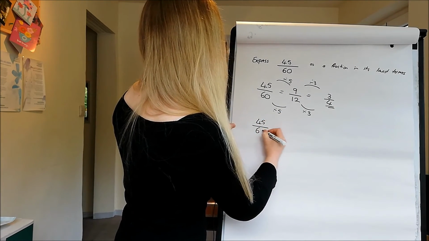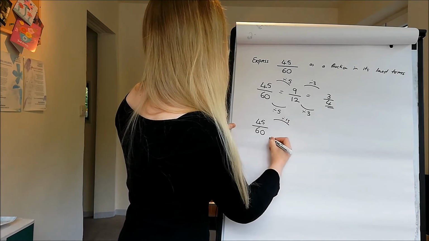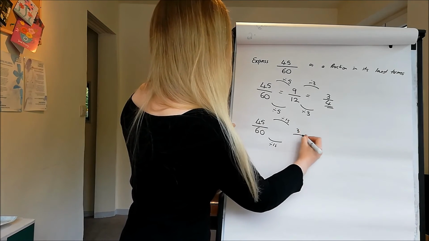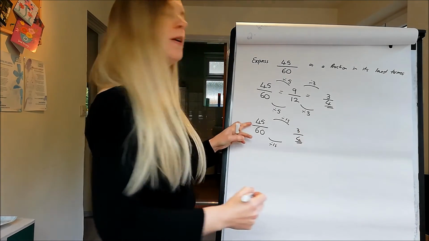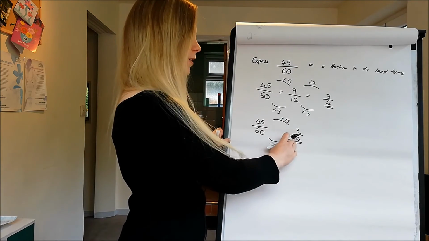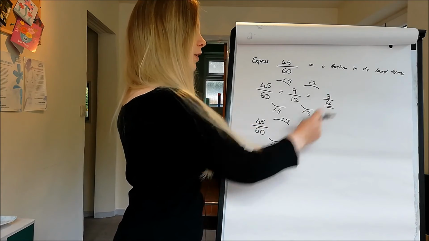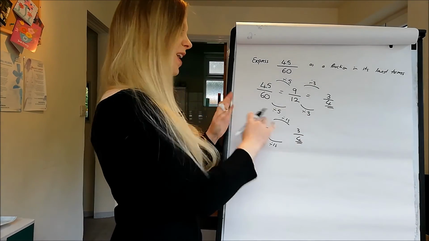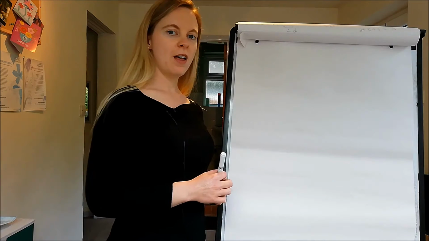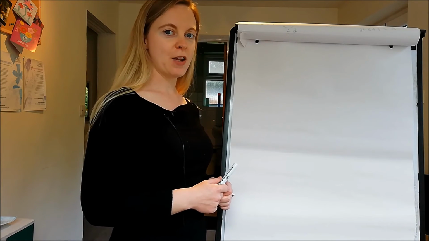If you'd spotted that 45 and 60 each divide by 15, then you could have got to the end answer all in one stage. But as you can see, it doesn't matter whether you do it in 1 stage or 2 stages or more than 2 stages, we all get the same answer in the end. So just any number that both top and bottom will divide by, that's what to do. And that's cancelling down fractions. It doesn't actually get any worse than that.